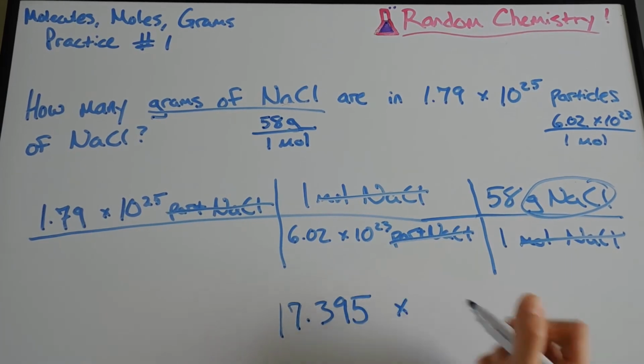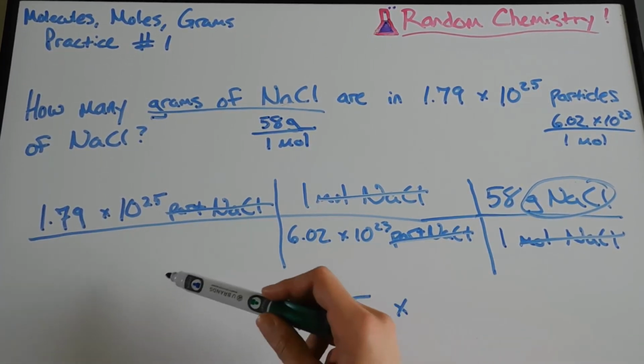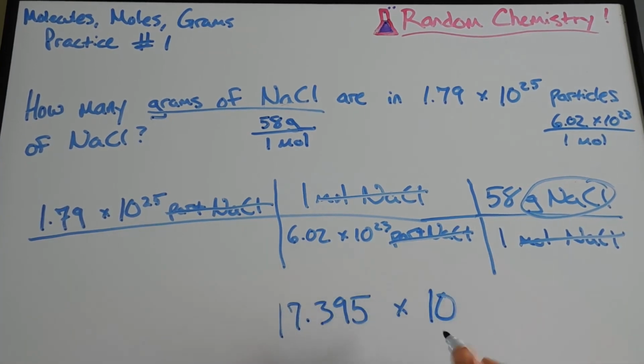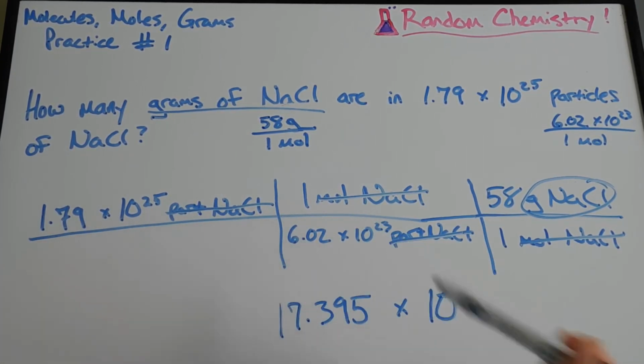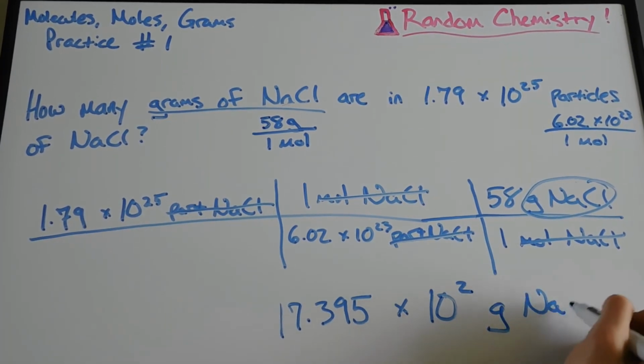17.395. And now we need to worry about our powers of 10. So when you're dealing with exponents, when you're dividing exponents, you just subtract them. So 25 minus 23 is 2. So our answer is 17.395 times 10 to the second power grams of sodium chloride.